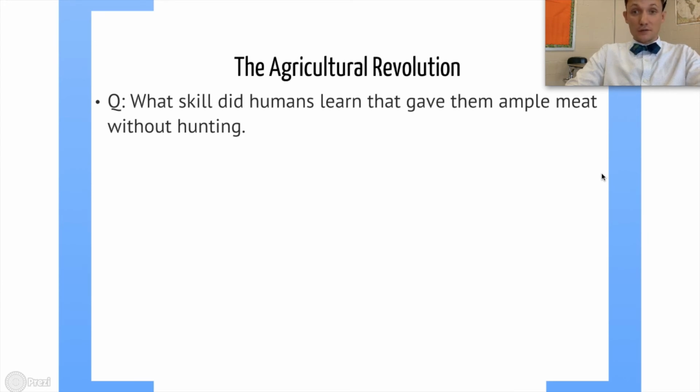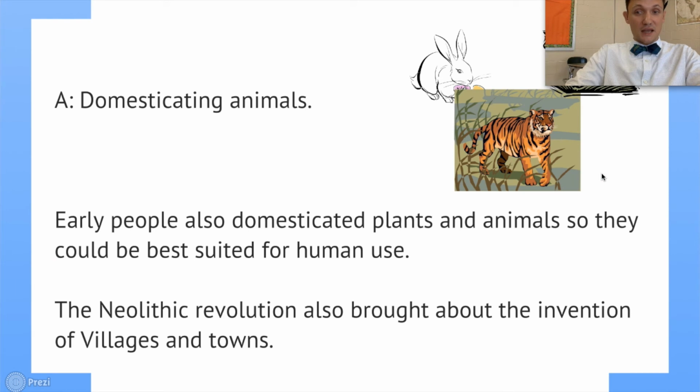Now, the Neolithic Revolution started with the invention of farming. The agricultural revolution is going to start with when humans learned how to domesticate animals, as well as plants. So they domesticated both plants and animals. These could be now better suited for human use. Humans can now create a surplus of food that would last them throughout the year.